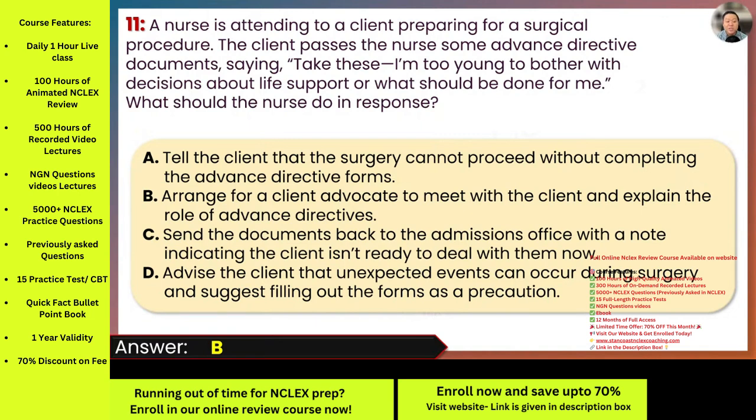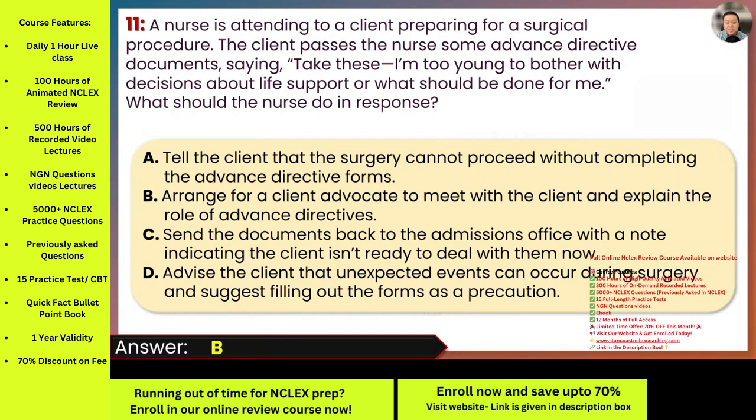So what you should do here instead is to ensure the client gets the right information. And so you have to bring in a client advocate. Letter D, why is this incorrect? While technically true, this response lacks therapeutic communication. When you are saying unexpected events can happen, it may increase the client's anxiety. And so this makes them feel pressured rather than being supported.